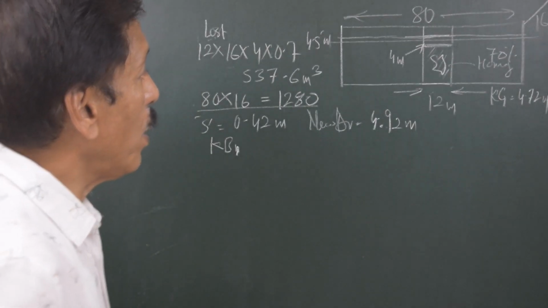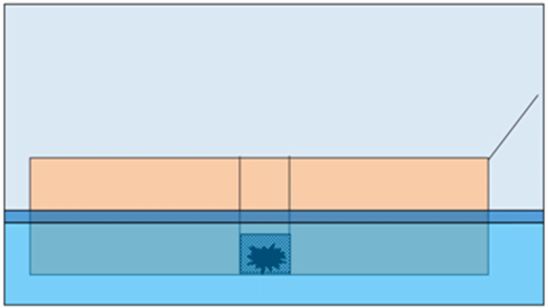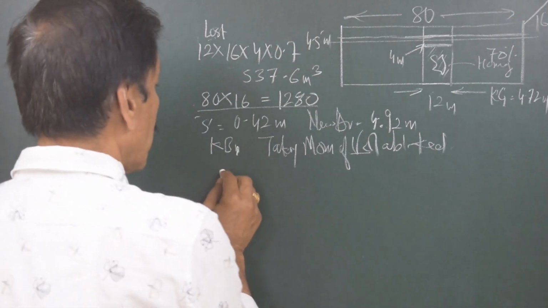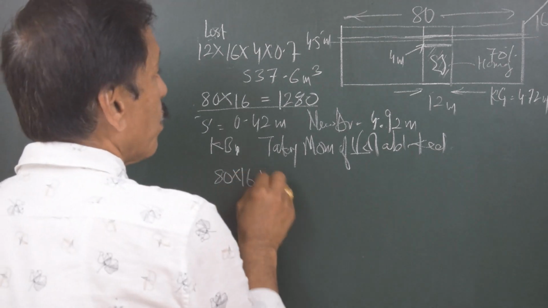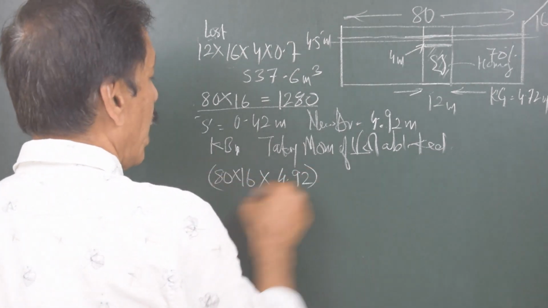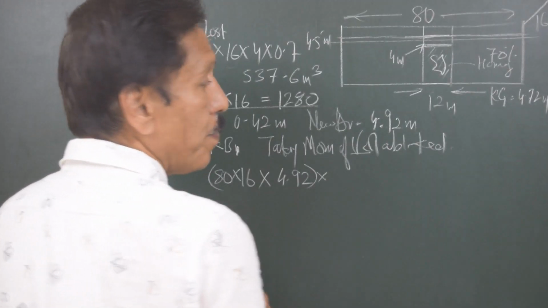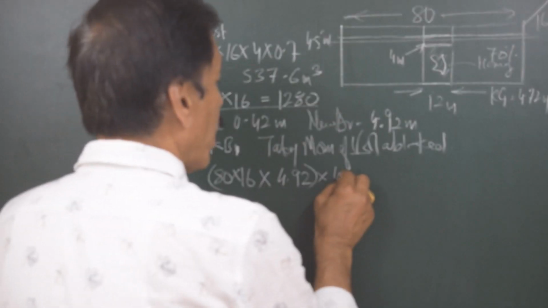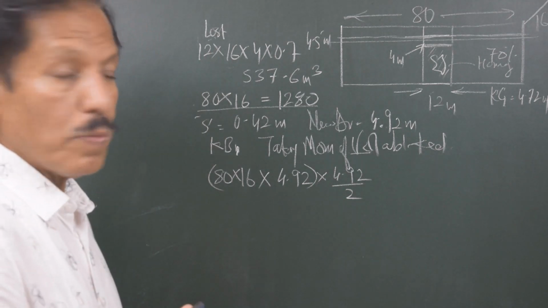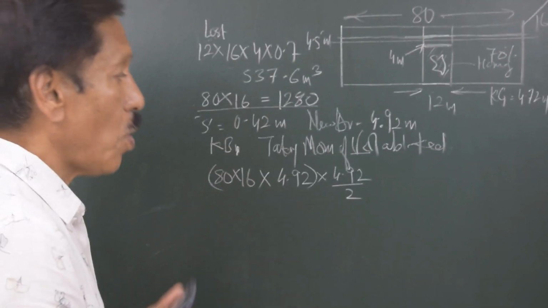To find out the new KB, we need to take the moment. So we can say checking moments of volume about keel and volume up to the new water line. So it is 80 into 16 into 4.92, and I enclose the volume, multiplied by half the distance to the keel, that is 4.92 divided by 2. This is the moment of total volume regardless of what is damaged and what is not damaged.